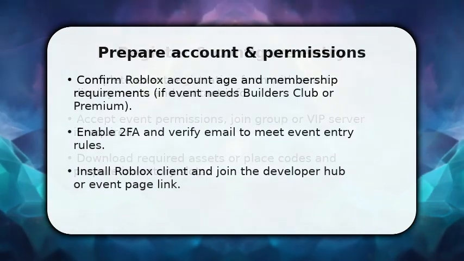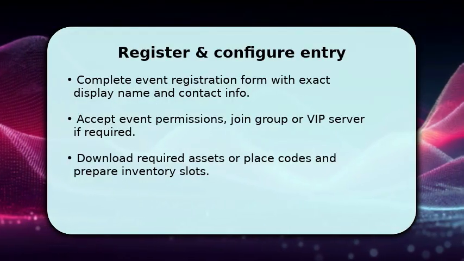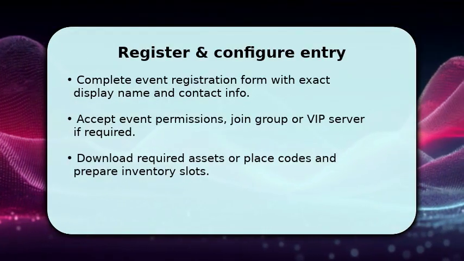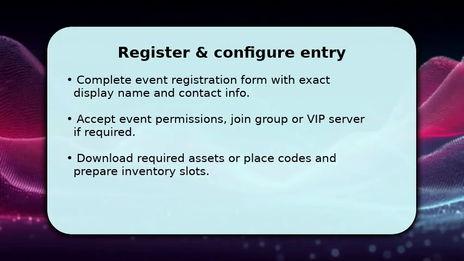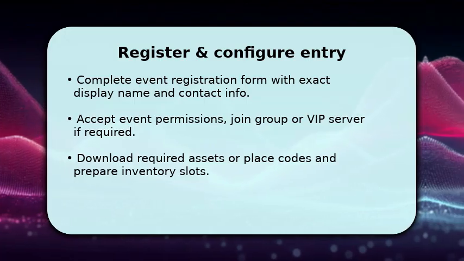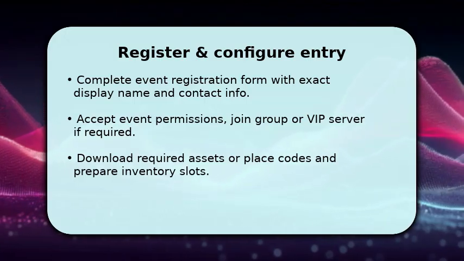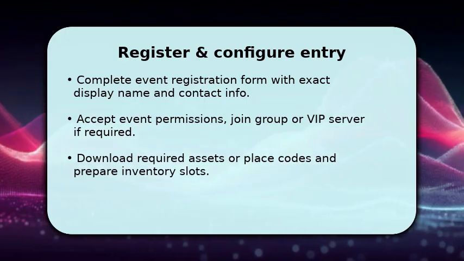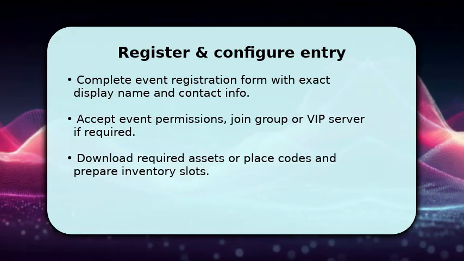Next, fill out the event registration accurately. Use your exact display name and required contact info so organizers can verify you. Once registered, accept any permissions, join the specified group, or enter the VIP server code. These steps grant access and trigger the event's attendee list.